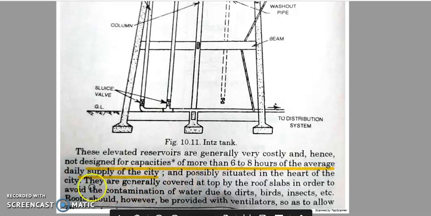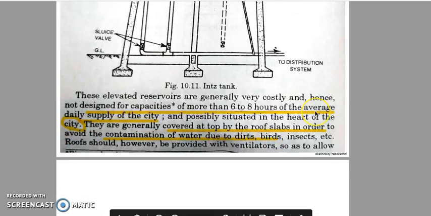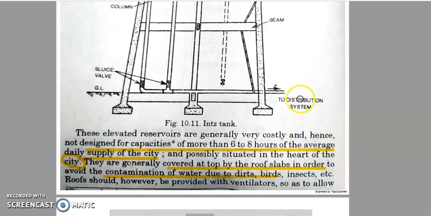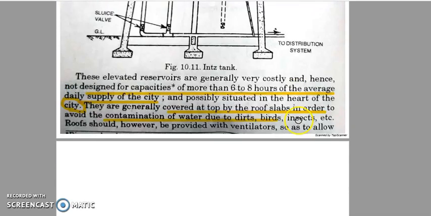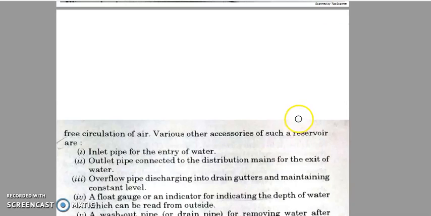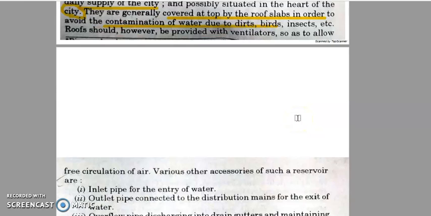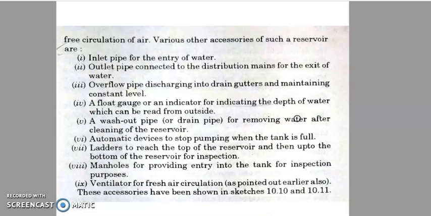And these are situated usually in the center of the city. They are generally covered at the top with the help of a roof slab in order to avoid contamination of water due to dirt, birds or insects, etc. And roofs are provided with ventilators, as you can see here, to provide free circulation of the air.